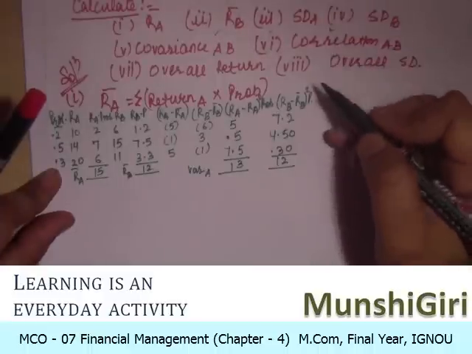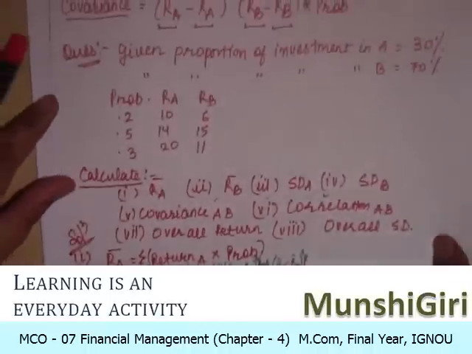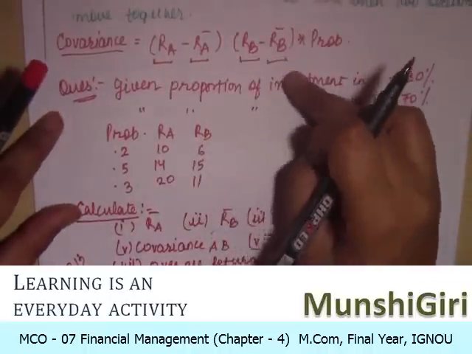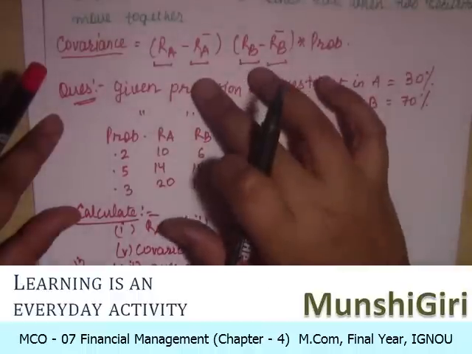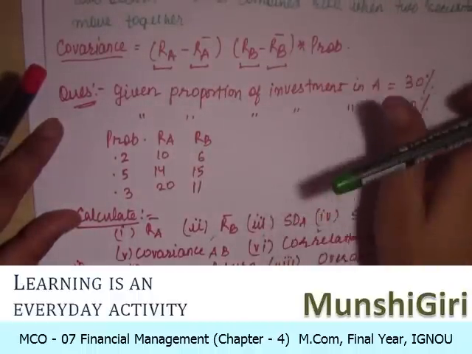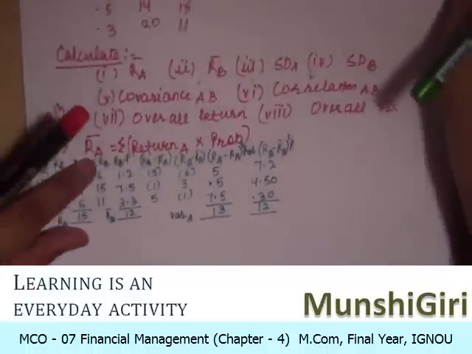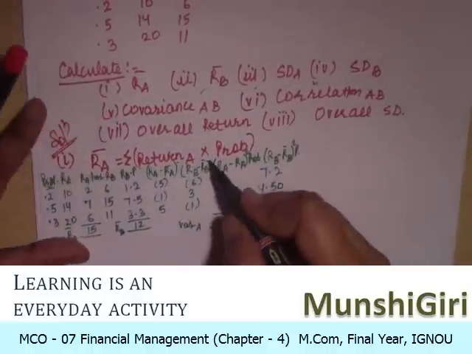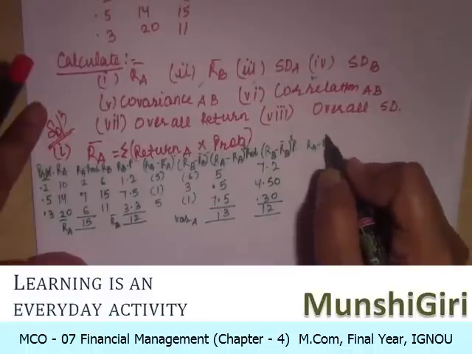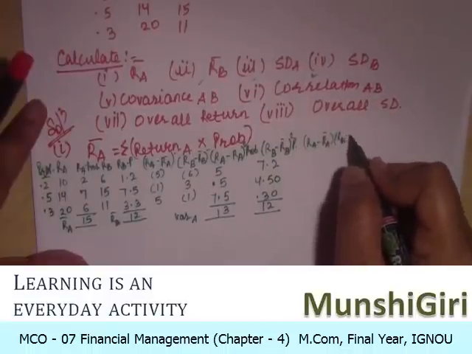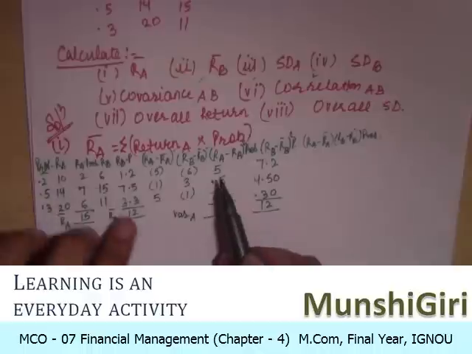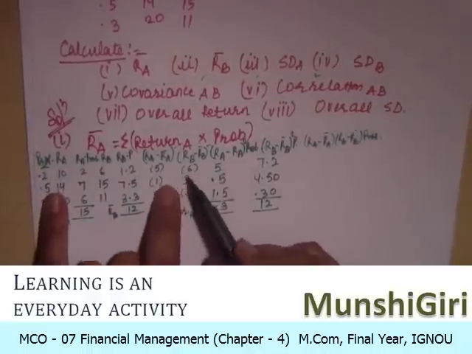Next thing we need to calculate is covariance. The formula for covariance is over here: RA minus RA hash, RB minus RB hash, into probability. Now we have both these components, RA minus RA hash and RB minus RB hash. We just have to multiply it with the probability. So RA minus RA hash into RB minus RB hash into the probability. We have to multiply these three components.